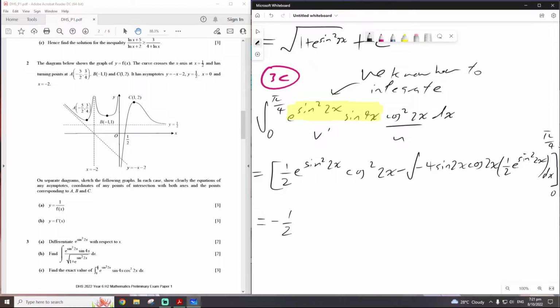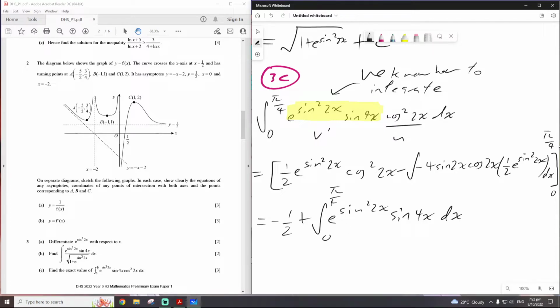So I can actually integrate this because sine 4x times e to the power, same thing. So this is negative half plus, and the half will cancel out here. So this just becomes a simple integral of e^(sin^2 2x) sin 4x dx, and this is going from 0 to pi over 4.